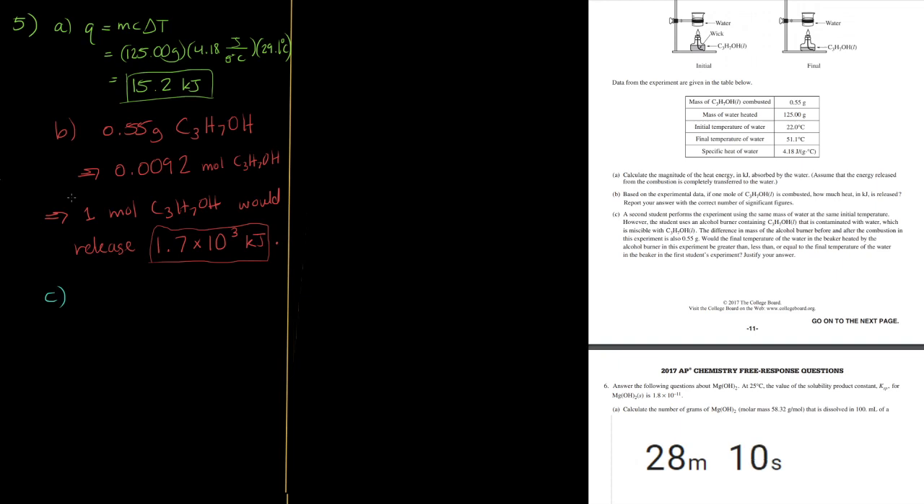So for example, alcohol and water are miscible, which is why you can have a beer that has a 0.01% alcohol concentration, or you could have a really strong shot of vodka that might have a 50% alcohol concentration. I don't know alcohol, but I'm just making those numbers up. But miscible means that you can form solutions at any percent composition. The difference in mass of the alcohol burner before and after the combustion in this experiment is also 0.55. Aha, but we're going to be evaporating water as well.